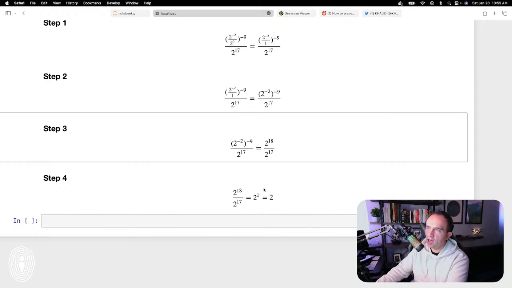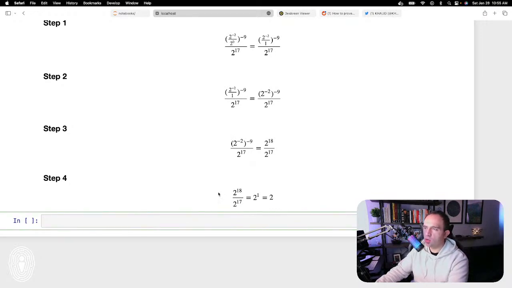Now, this thing could have exploded. It could have been 2 to the 500th power over 2 to the 400th power, and then we would have had to do 2 to the 100th power, and I don't know what that is off the top of my head. That would have required a calculator. But I hope you can see how this is fun.